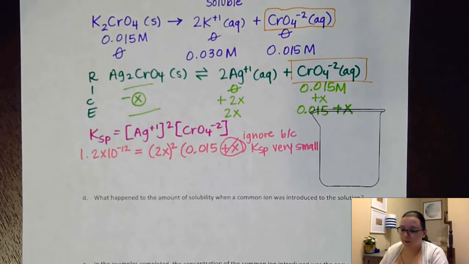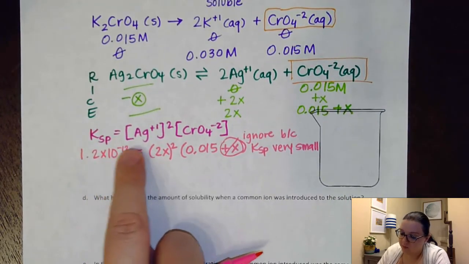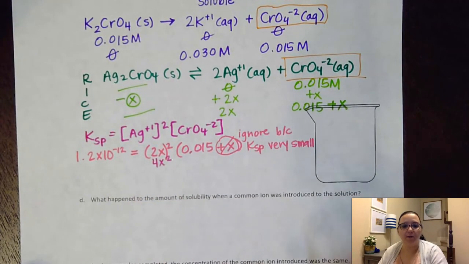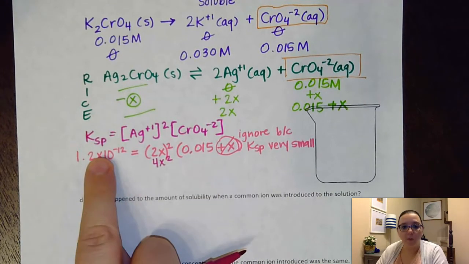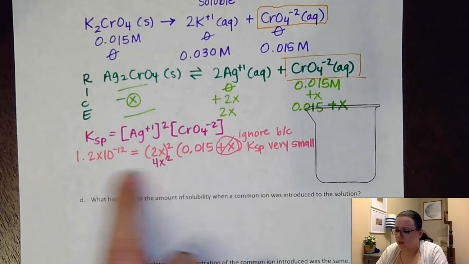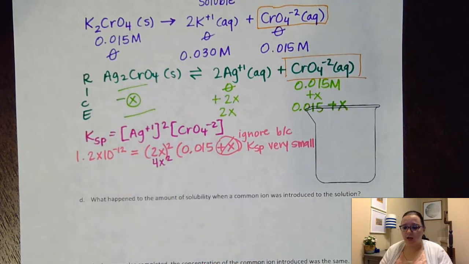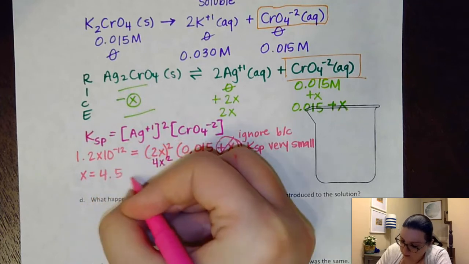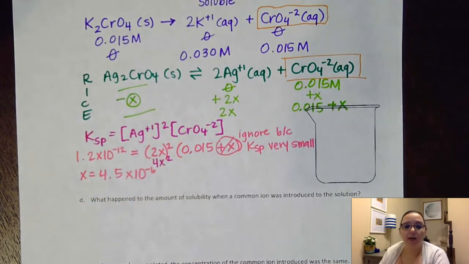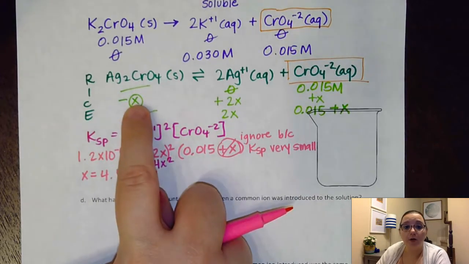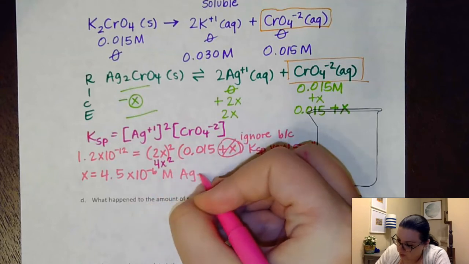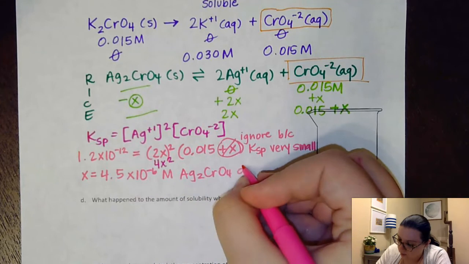Now that leaves you with 1.2 times 10 to the negative 12th. Again, this would consolidate here to 4x squared, so be careful there. I would divide over the 0.015, I would divide over 4, and then I would square root both sides. That would end up solving for x. So we get here that x ends up being 4.5 times 10 to the negative 6. And again, x is our molar solubility of the silver chromate. So this is the molarity of Ag2CrO4 that would dissolve.